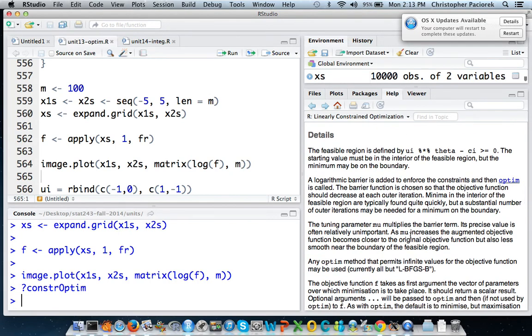Okay, and it says here as this tuning parameter mu increases, the augmented objective function becomes closer to the original objective function, but also less smooth near the boundary of the feasible region. So this is all of the same stuff that we were talking about last time.